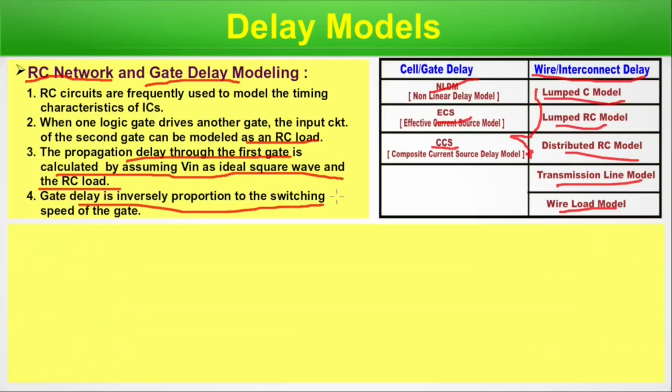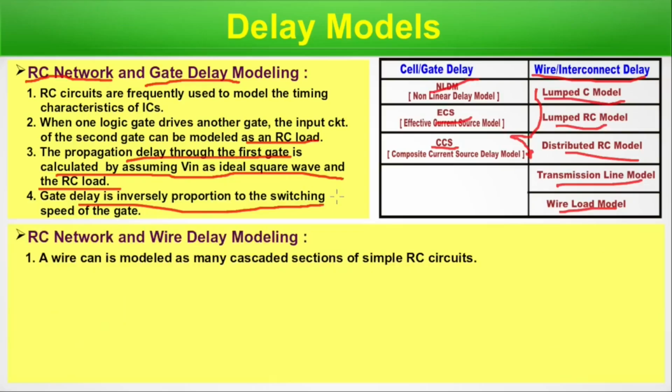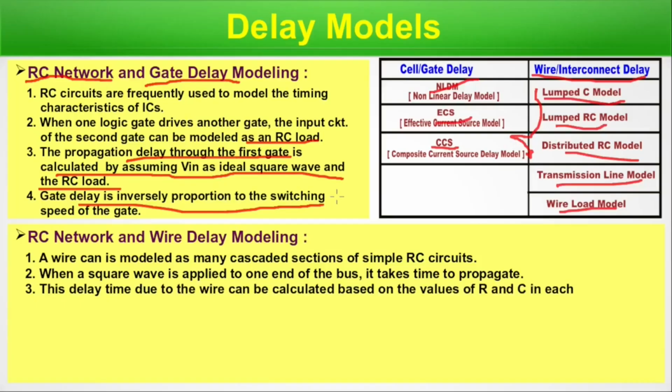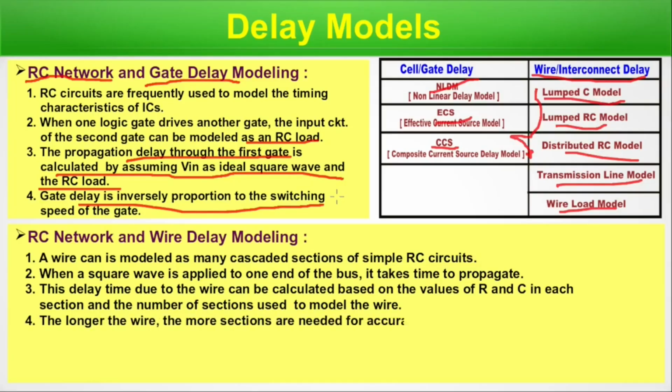Next, RC network and wire delay modeling. A wire can be modeled as many cascaded sections of simple RC circuits. When a square wave is applied to one end of the bus, it takes time to propagate. This delay time due to wire can be calculated based on the values of R and C in each section and the number of sections used to model the wire. The longer the wire, the more sections are needed for an accurate model.